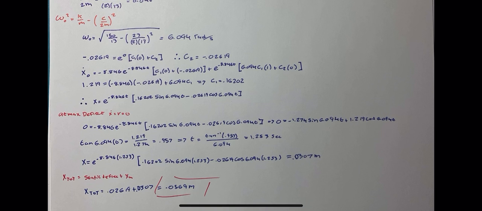And the total deflection is equal to the static deflection plus the other deflection. The maximum deflection is static deflection plus xm, which we have both now, so we can just add them together, which is 0.02619 plus 0.0307, which is equal to 0.0569 meters.